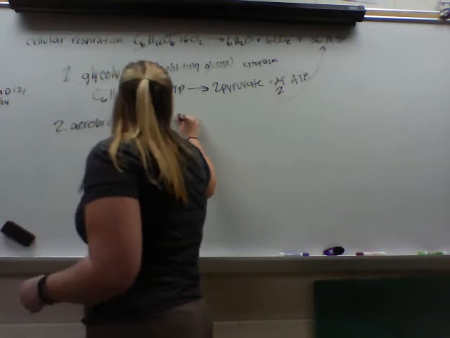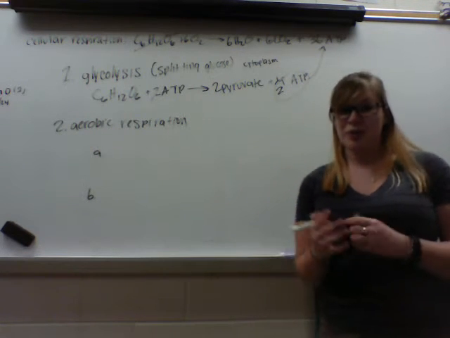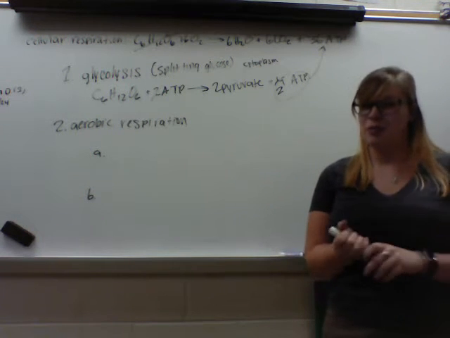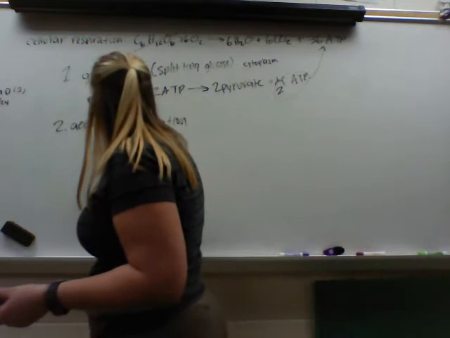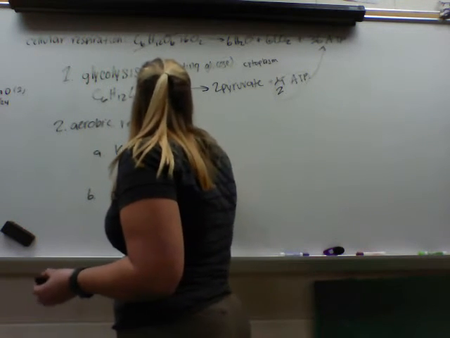It is called aerobic respiration because it requires the presence of oxygen. If oxygen is not present, we have a different process, and I'm not going to talk about that today, but it's in your notes and it's pretty simple. Aerobic respiration has its own two parts. The first part of aerobic respiration is called the Krebs cycle.